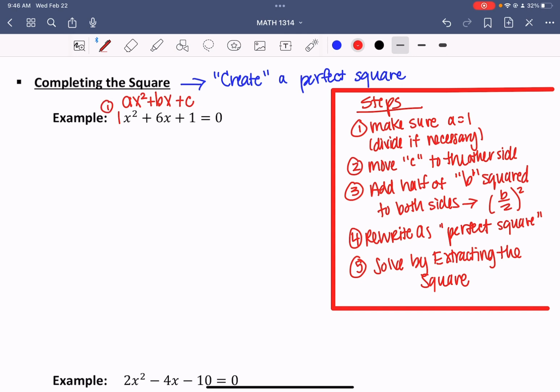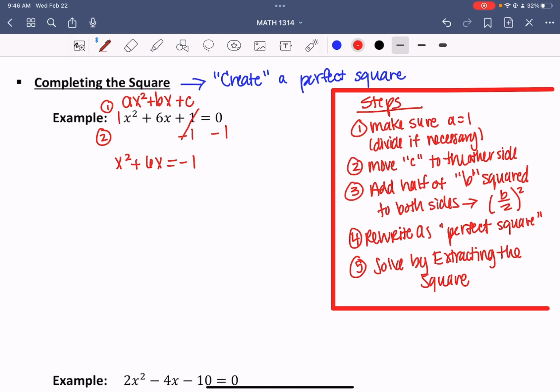Step number 2, move c to the other side. Well, c is that plus 1. So for step number 2, I'm going to say minus 1 on both sides. That gives me x squared plus 6x equal to negative 1.